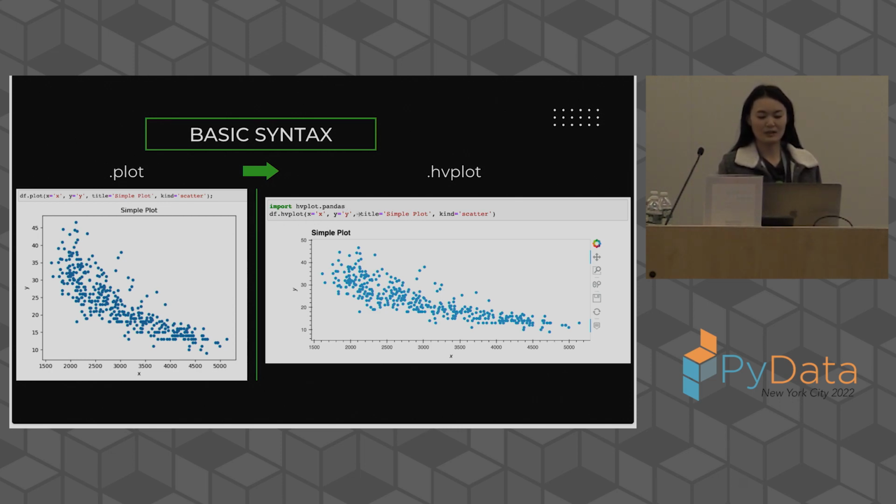So the default of HVPlot is actually Bokeh. That's why the plot you see here is a Bokeh plot. Here is the Bokeh logo where you can zoom and pan using those icons.